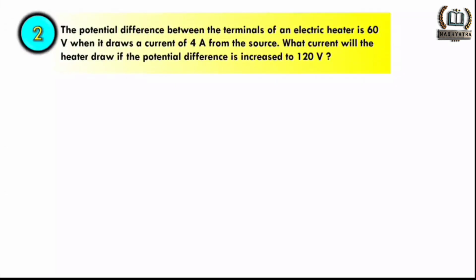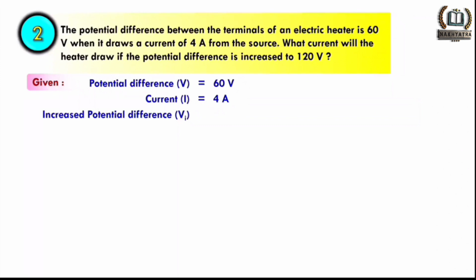Alright, question number 2. The potential difference between the terminals of an electric heater is 60 volt when it draws a current of 4 ampere from the source. What current will the heater draw if the potential difference is increased to 120 volt? Okay, so write the given values. The potential difference V equal to 60 volt. The current I is given 4 ampere. The increased potential difference we will write as V1 equal to 120 volt. Now we have to find out the current I.